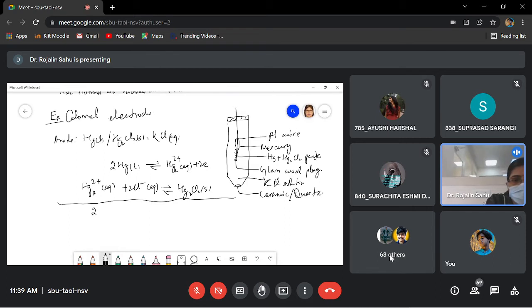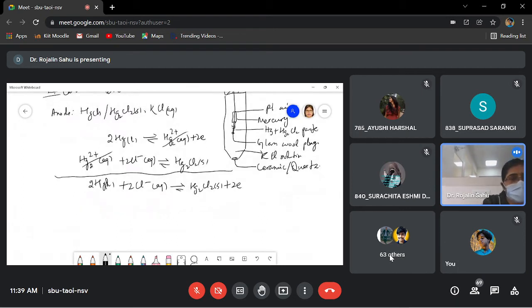So it is easy to write 2Hg, Hg liquid plus 2Cl minus equals Hg2Cl2 solid plus 2 electron. So this is at anode. So at cathode, just the opposite reaction, what happened at anode, that will occur at cathode.